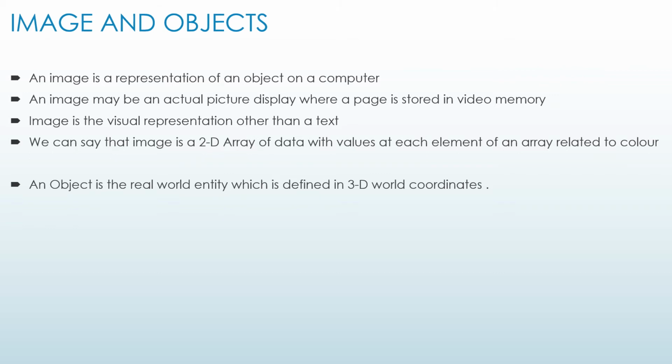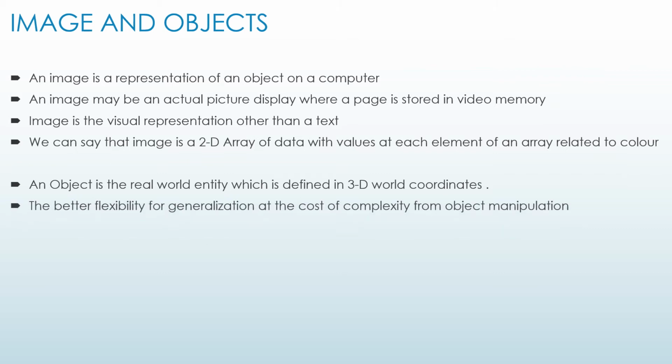Here we can also speak of a GIF image, a movable image. Also we can say it is better and flexible for generalizing the cost of complexity from this object manipulation. We can get a flexible solution. Obviously you can get a solution with the help of an image also, but you can't get to the details inside that.